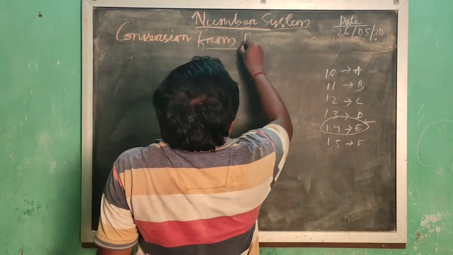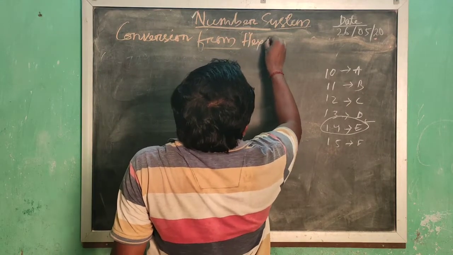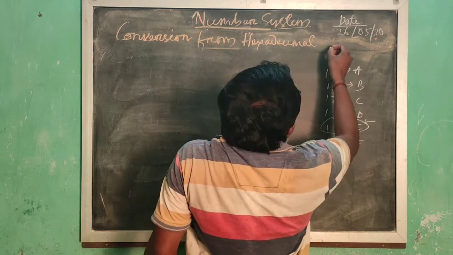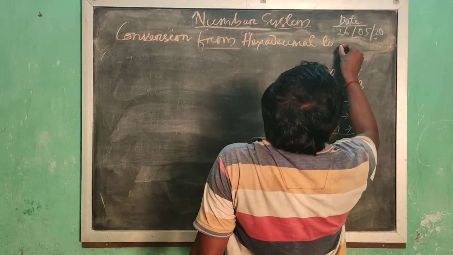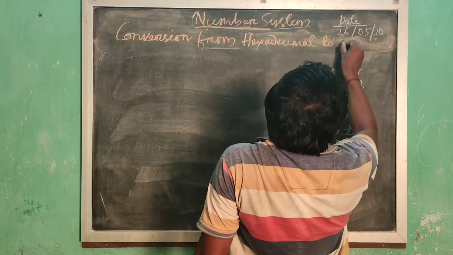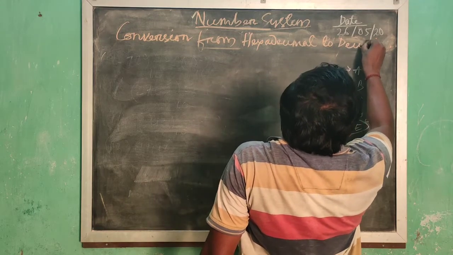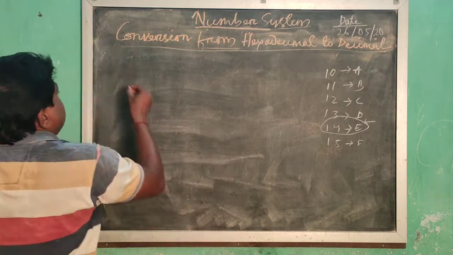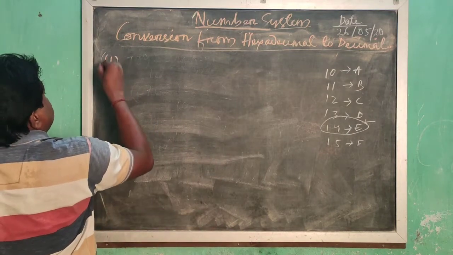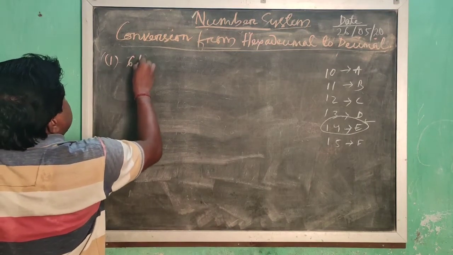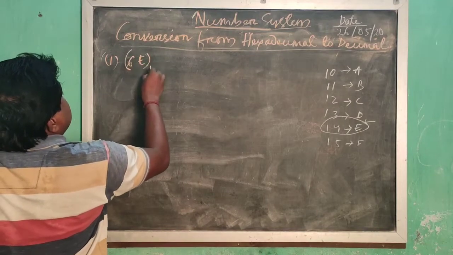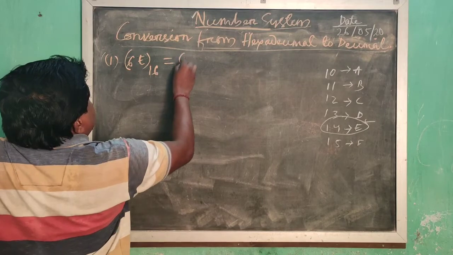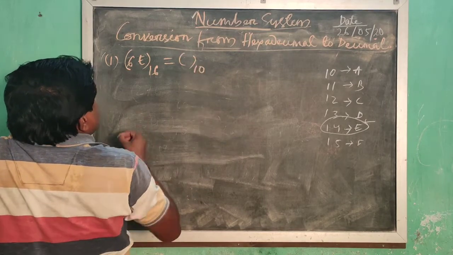Conversion from hexadecimal to decimal. First question: suppose 6E, it is a hexadecimal number and we need to convert it into decimal form.